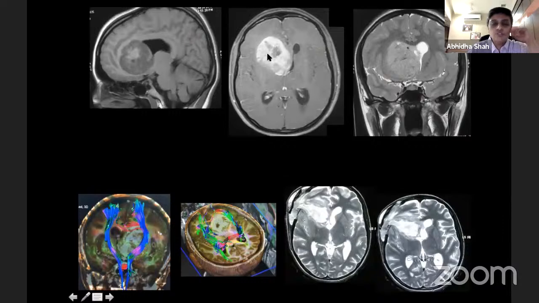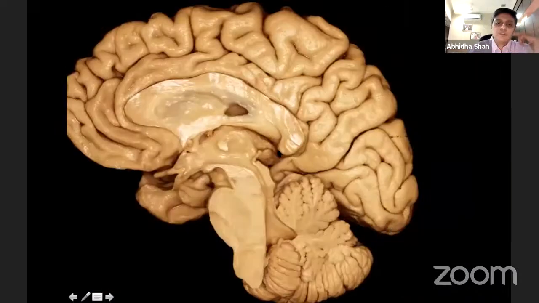And you can see this huge tumor in the region of the caudate head, operated by a lateral orbital trajectory. You can see the DTI image showing the displacement of the fibers, and a radical resection of the tumor has been performed. And lastly, my favorite, the limbic lobe and the Papez circuit.